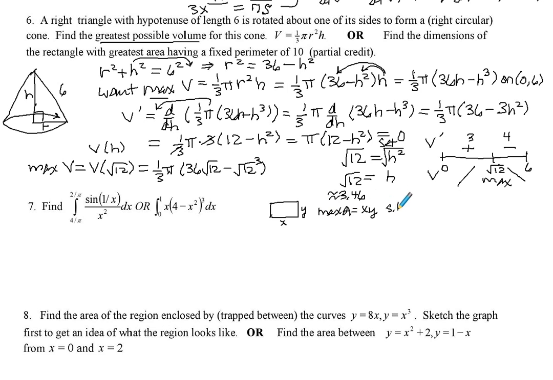And it's going to be subject to the restriction that the perimeter, the distance around, is going to be 2x, because this is x and this is y, 2x and 2y is equal to 10. So 2x plus 2y equals 10. And here if you divide both sides by 2, everything, you get x plus y equals 5.